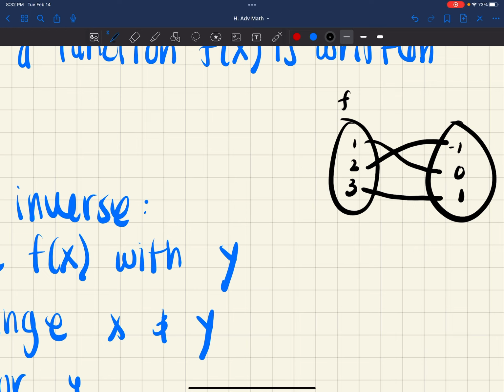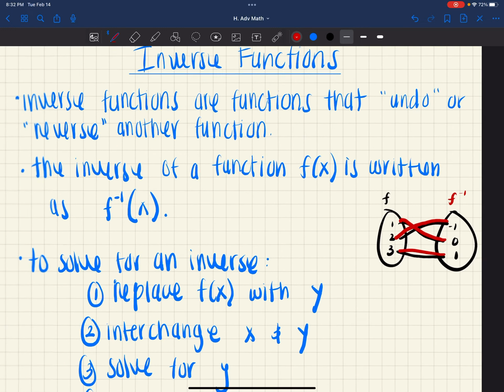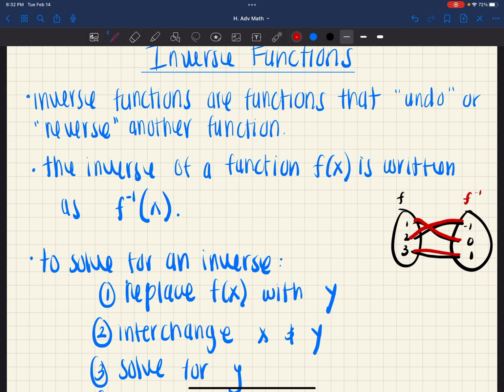If that's my function f, then the inverse of this function would be the function where whenever you have an input of -1, your output is 2. Whenever you have an input of 0, your output is 1. And whenever you have an input of 1, your output is 3. You notice that these two are inverses of one another because, as our definition states, they are functions that undo or reverse one another.